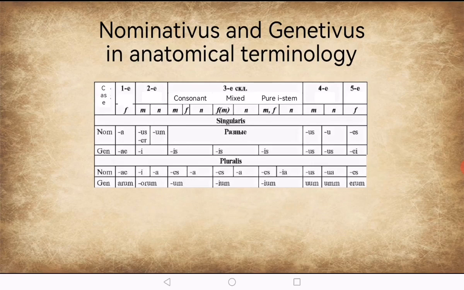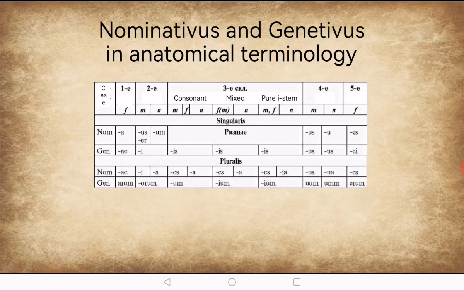So, look at this scheme. There are all the declensions here. First declension, look here, in nominative singular form has the ending a, in Latin, and in genitive singular it has ae. For example, costa, costae. The first declension has only feminine gender. You see the letter F.